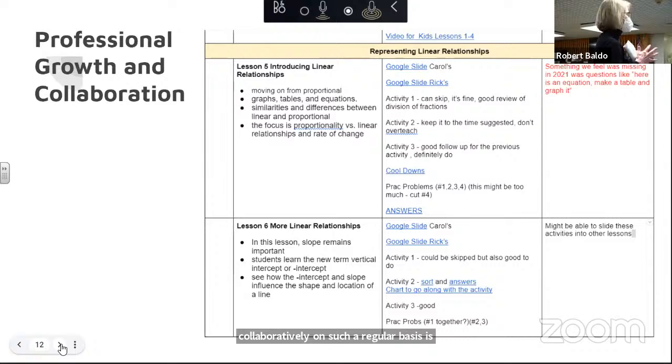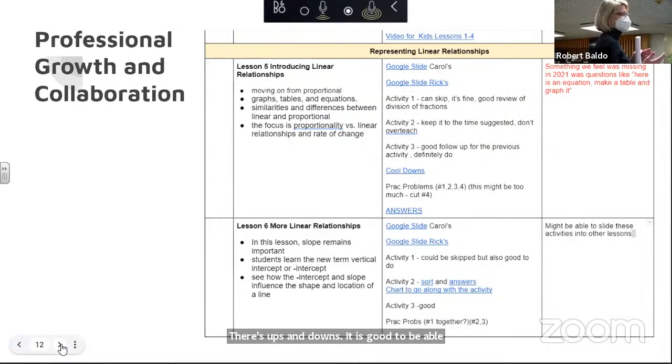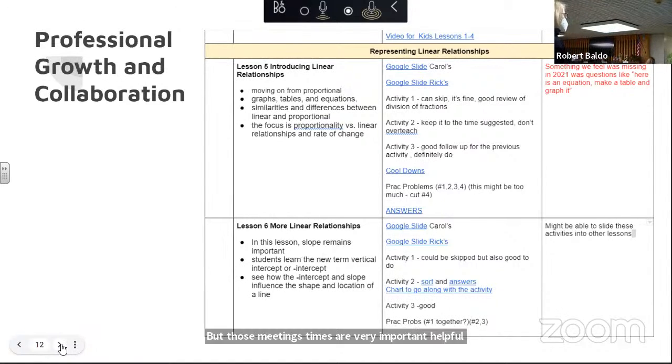When things are a little difficult for people, because change is hard, there's ups and downs. It is good to be able to vent and get ideas from other people, find out what worked, what didn't work. And those meeting times have been super important. We also make sure we're forward looking at the assessment. So before we teach the unit, what are our goals, that type of thing. But those meeting times are very important and helpful.